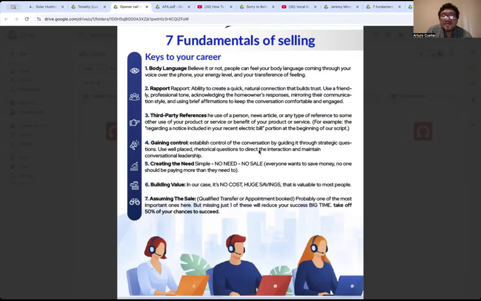And right after we create the need, we offer the solution, which is our value proposition. That's why building value is important during the sales process, because that's the solution to the problem. And of course, assuming the sale, that's key. For your specific role, assuming the transfer, it is vital.